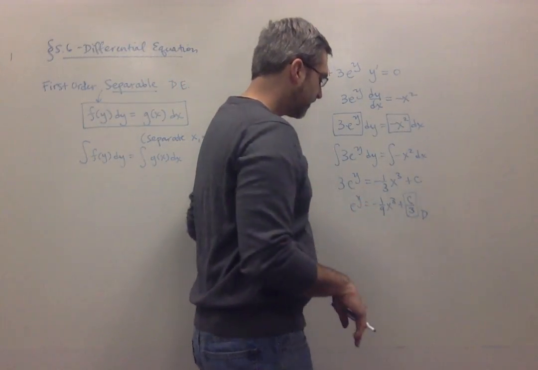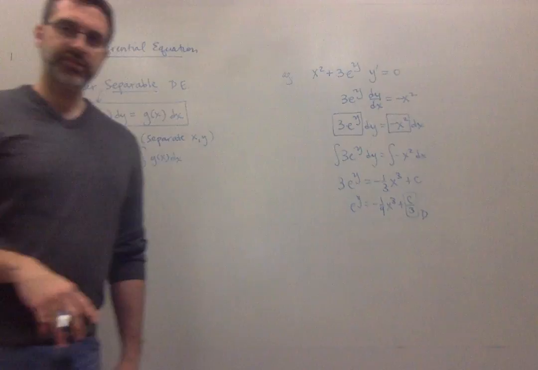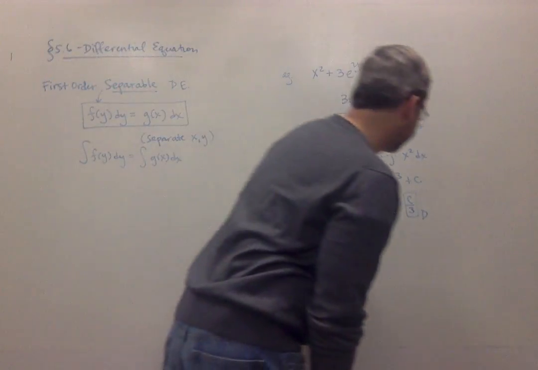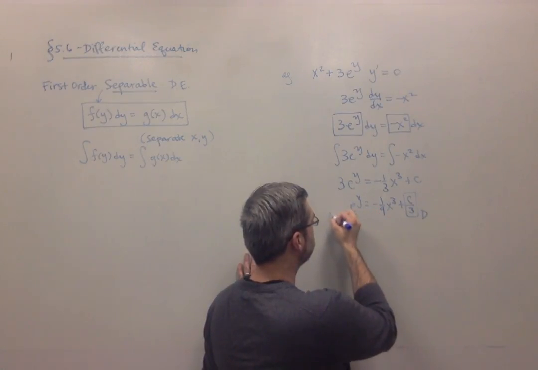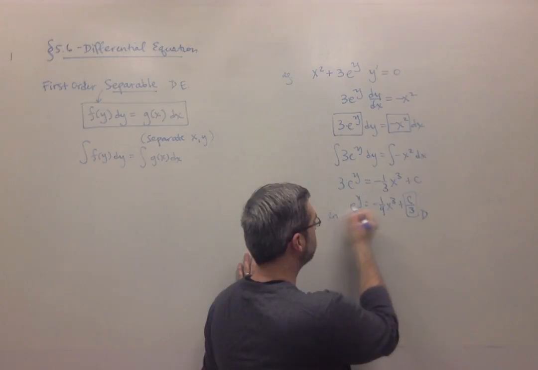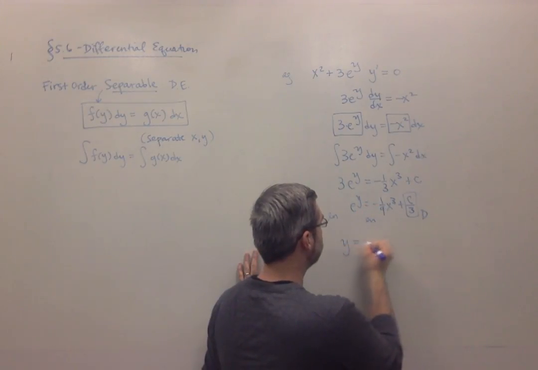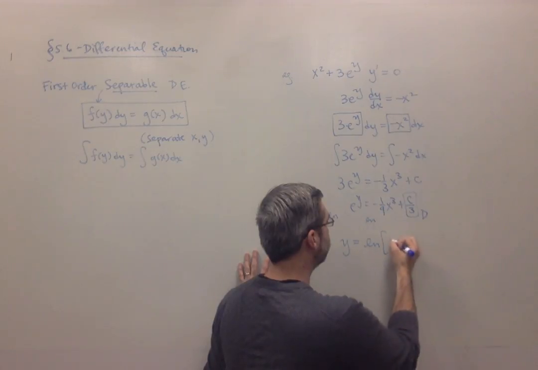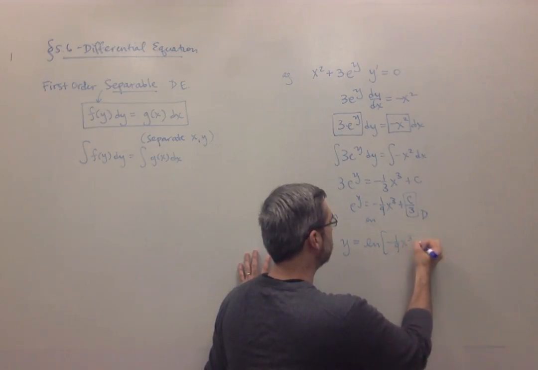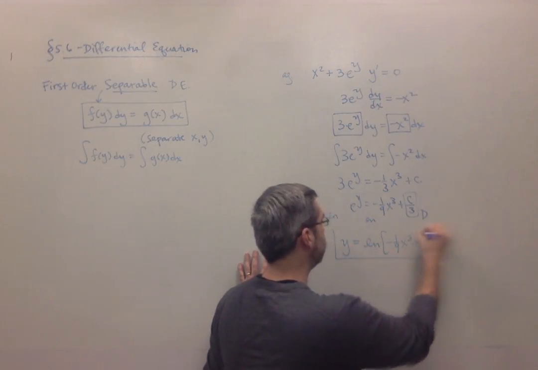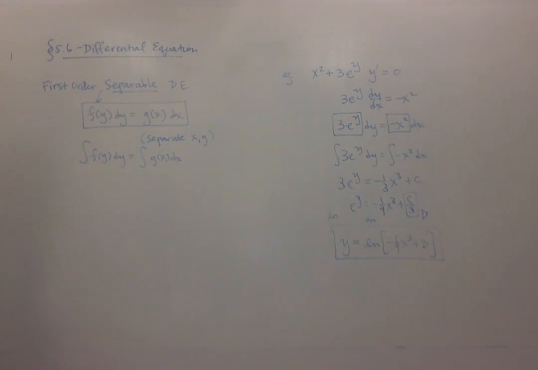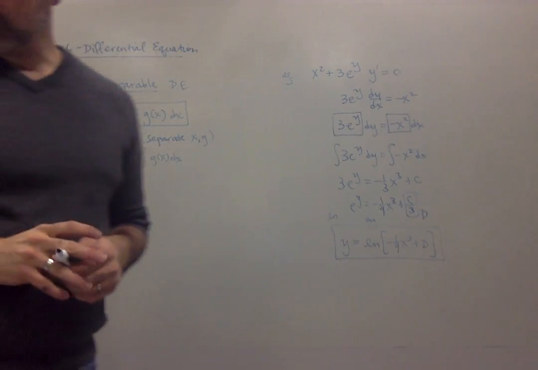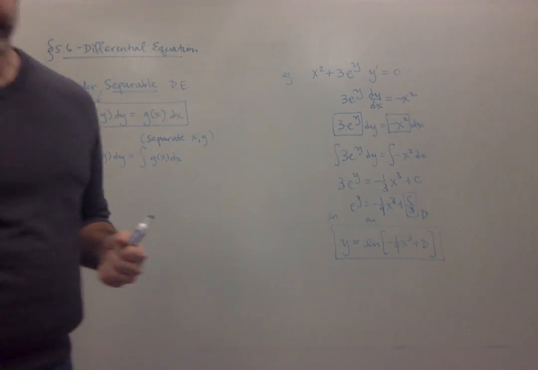So now to solve for y, I have e to the y. How do I solve for y here? Well, if you remember your solving techniques, what I need to do is take the natural log of both sides. The natural log and the e are going to get rid of one another, and so I'm going to end up with y equals the natural log of negative 1/9 x cubed plus that constant there. That is going to be my general solution to this differential equation. That is how I solve that equation there. Okay?